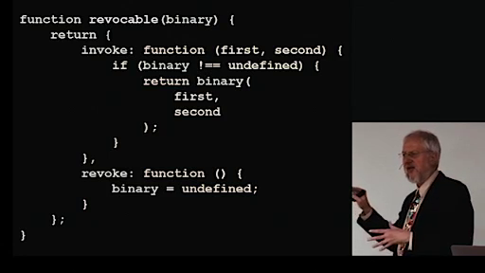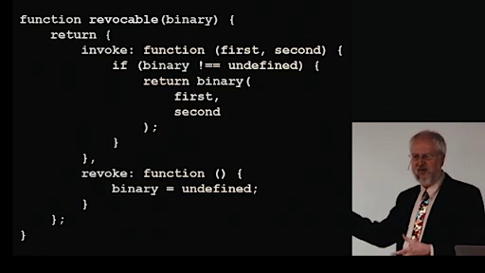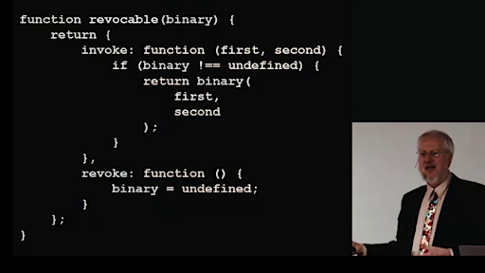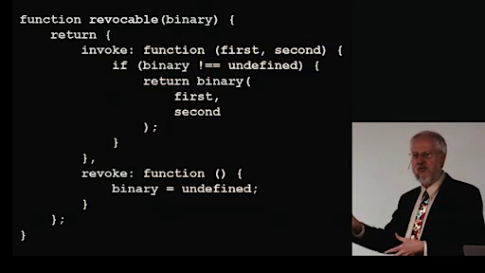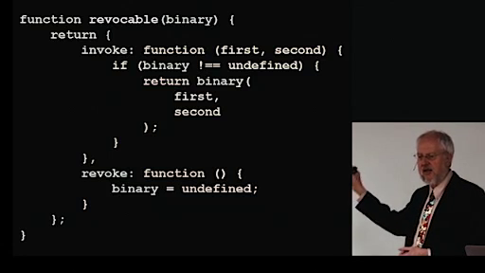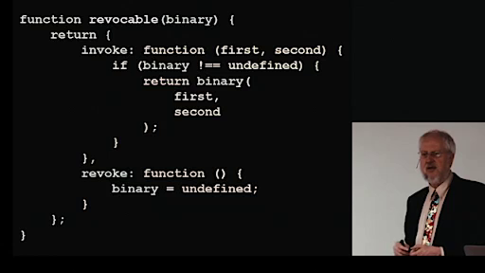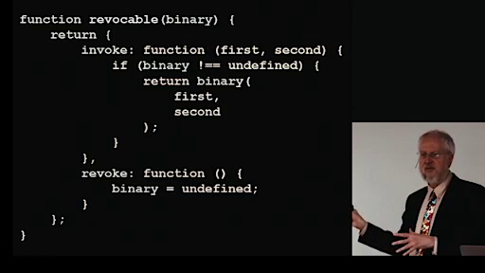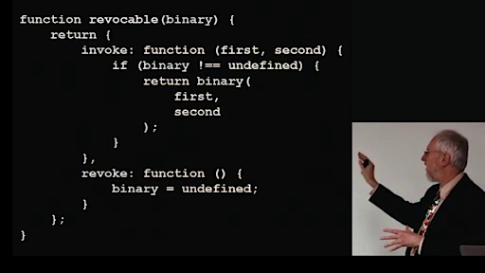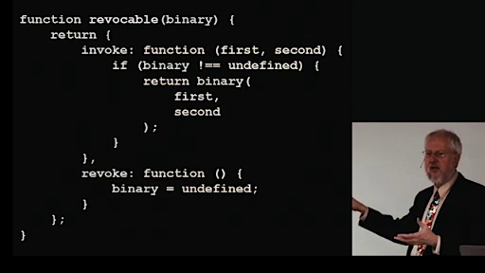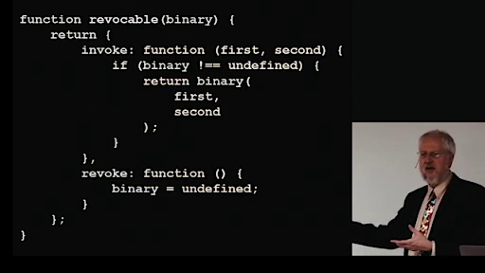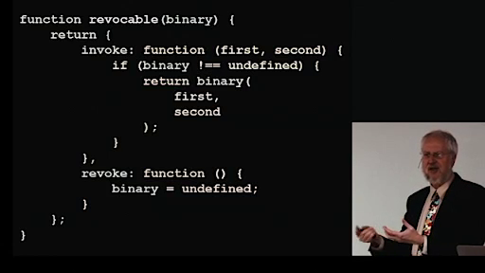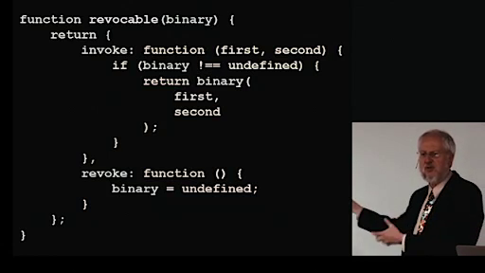Right. Binary is hidden in the function scope of the revocable function and is available only through its closure. Right. And the only functions in the universe that have access to that closure are invoke and revoke. So that's why this is something that we can build secure systems out of. If we were to take your OK flag and put it in the object itself, then the attacker could go to the object and turn it the other way. Right. So that wouldn't accomplish what we want to do here.